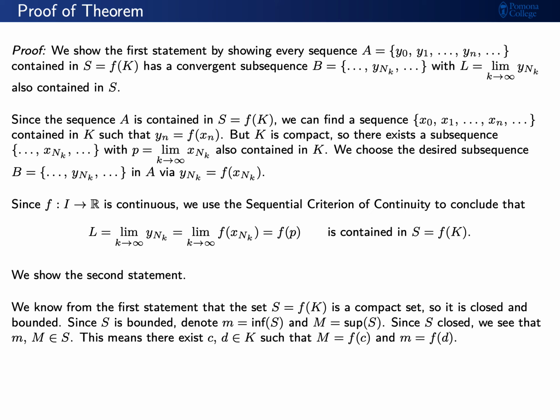This means that there exist C and D in capital K, such that capital M is f of C, and lowercase m is f of D. In particular, f of D is equal to m is less than or equal to f of x is less than or equal to capital M, which is f of C for all x in our compact set K. But this is exactly what we wanted to show.